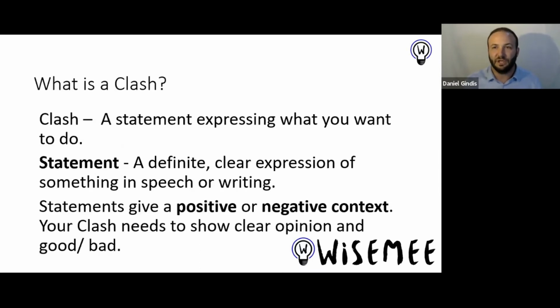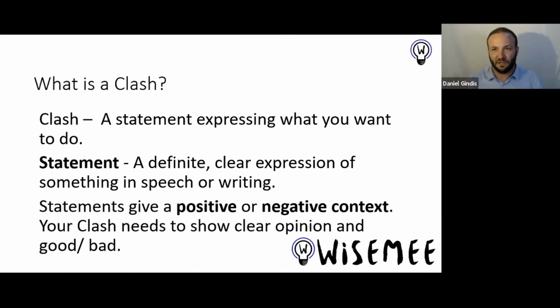So what is a clash? A clash is a statement expressing what you want to do. A statement in the English language is a definite, clear expression of something in speech or writing. Statements give a positive or negative context. Your clash needs to show a clear opinion of what you want to do.